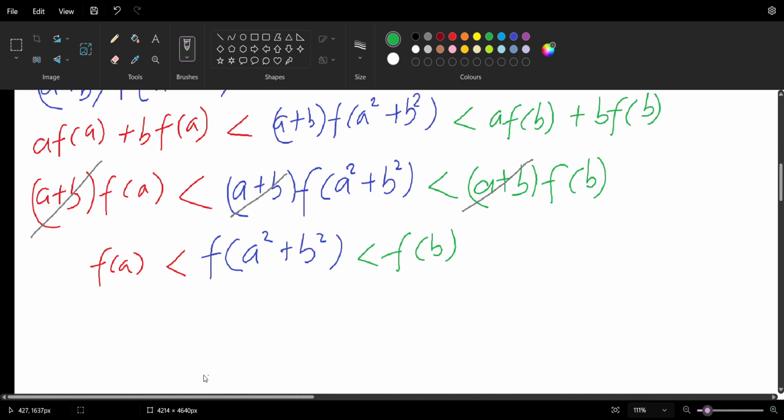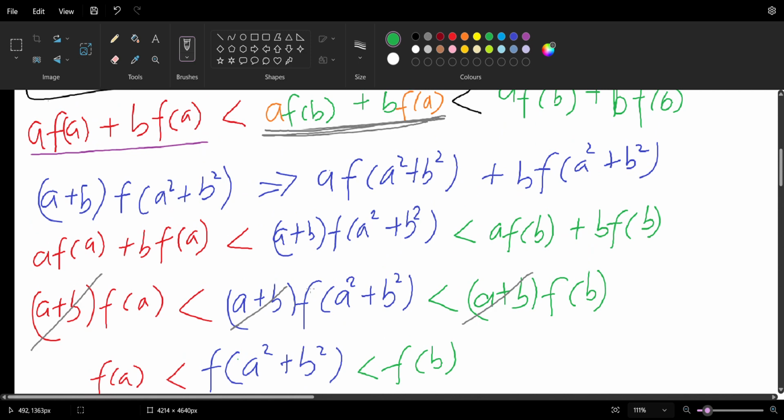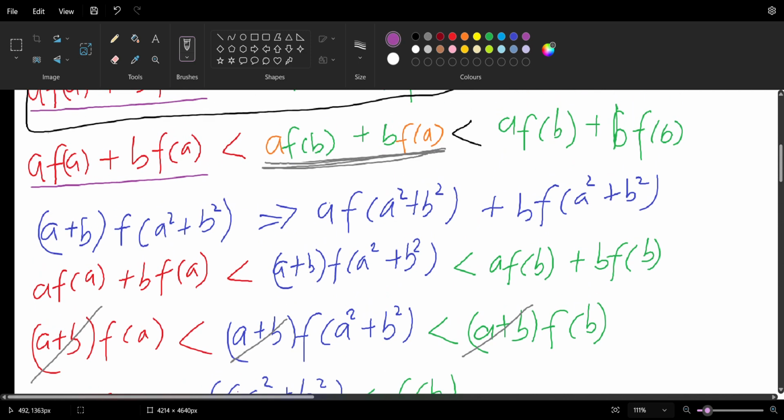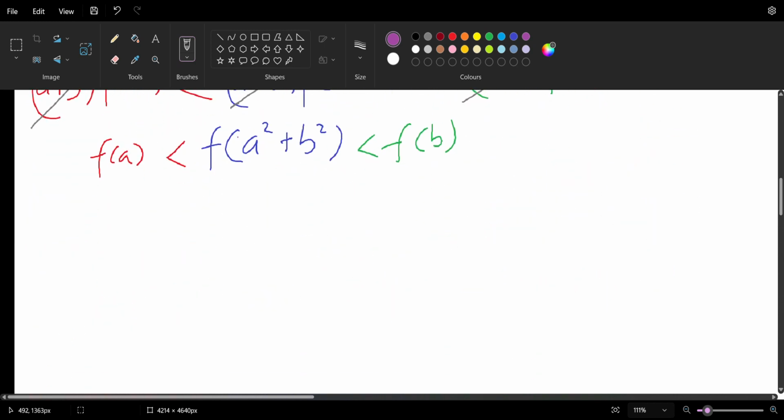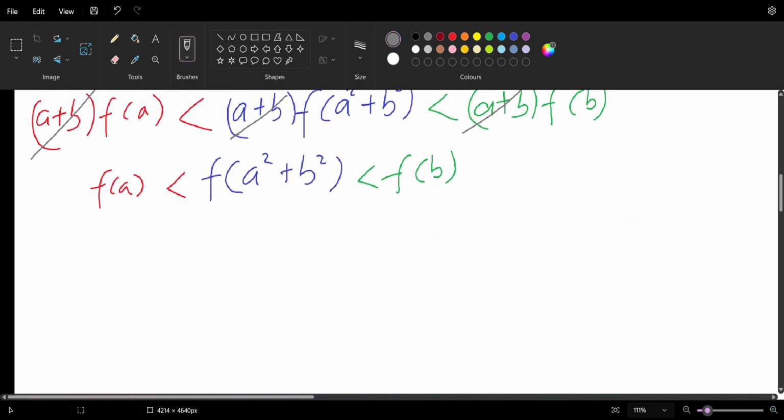So let's say f of a is something, f of b is something. But the issue with this inequality is that it cannot always hold true. Unlike this one that we had here, where we are sure that this inequality is true, this new one that we have here, this yellow line, we are not always sure that it holds true.